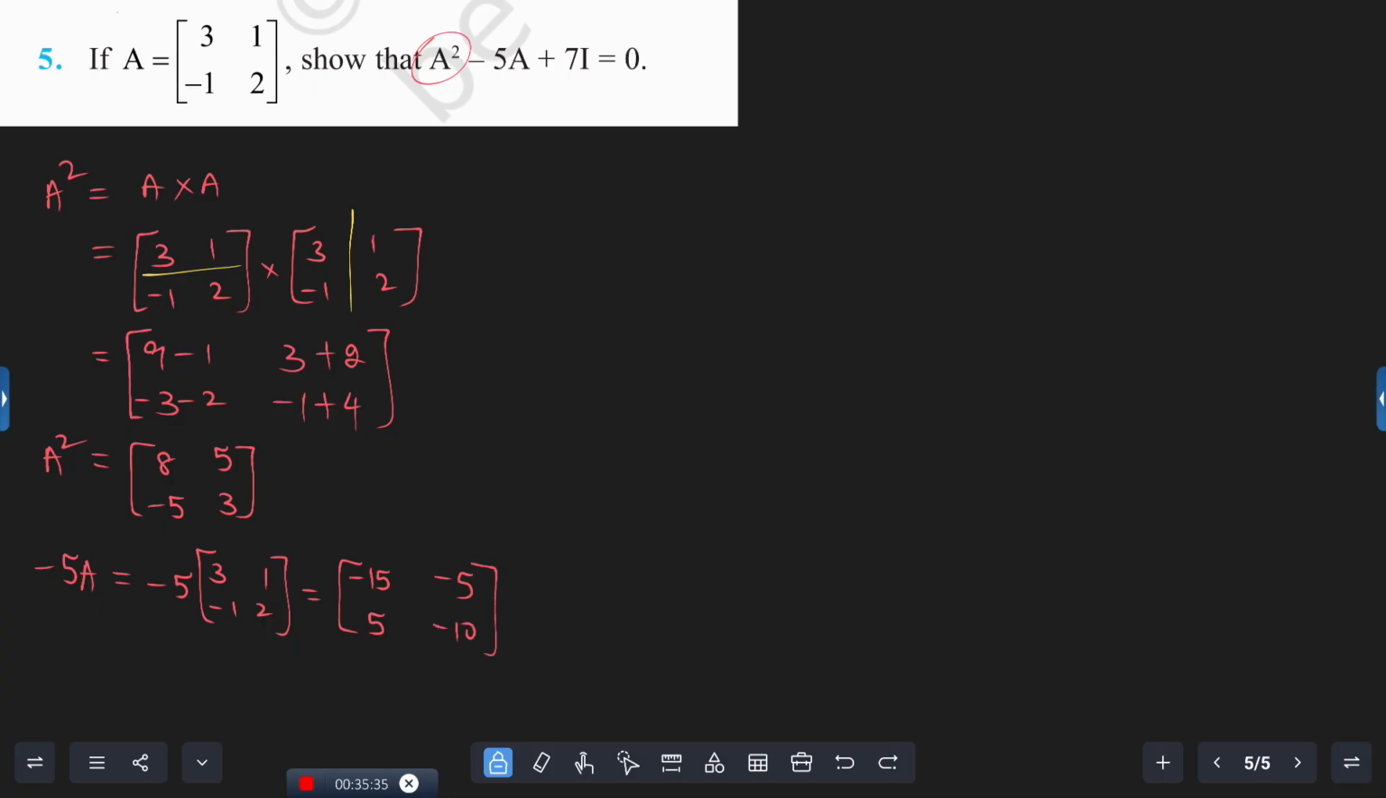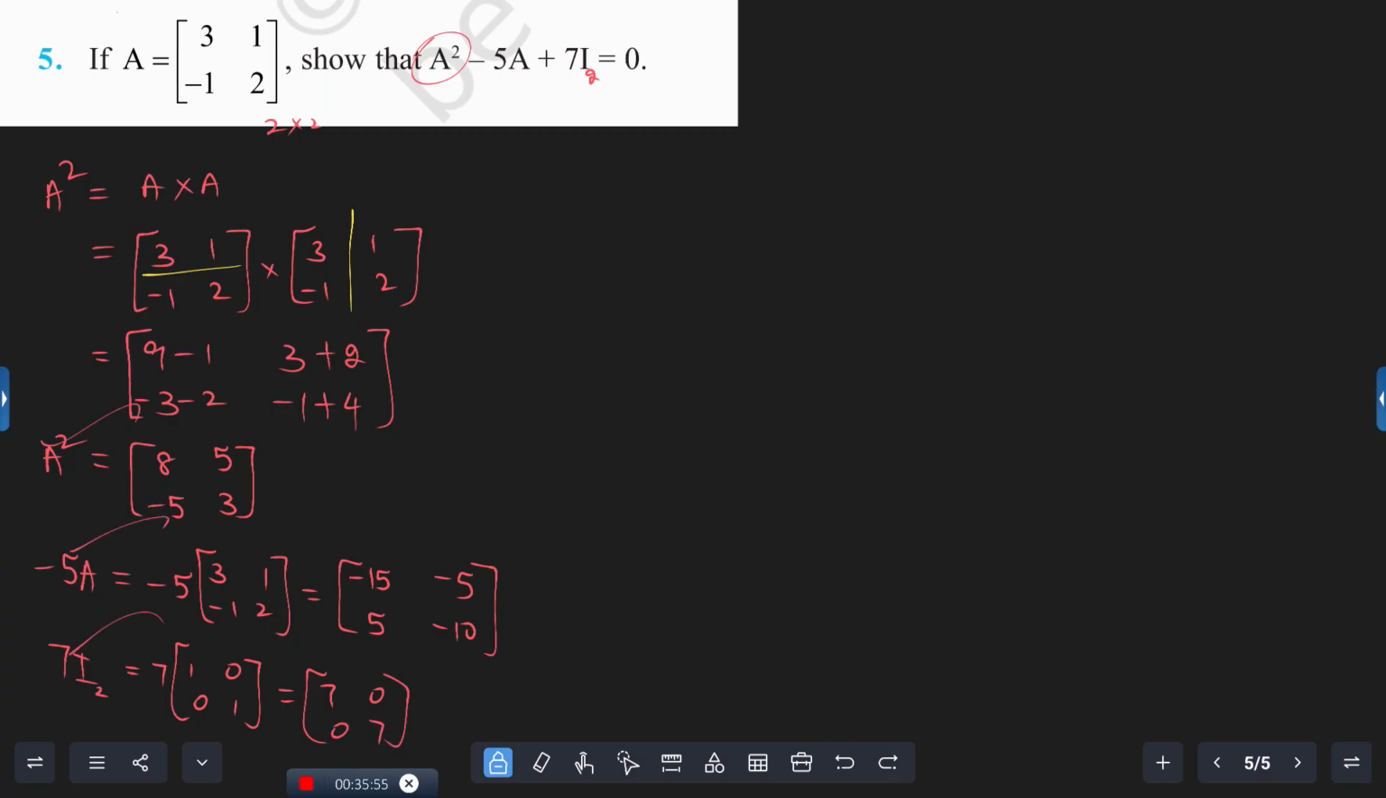Like that, 7 times I matrix. A matrix is 2 by 2 now, so I matrix will be 2 by 2, meaning I2, which is equal to 7 into 1, 0, 0, 1. When you take the product, what will you be getting? 7, 0, 0, 7 you will be getting. Now all these three we have to add.